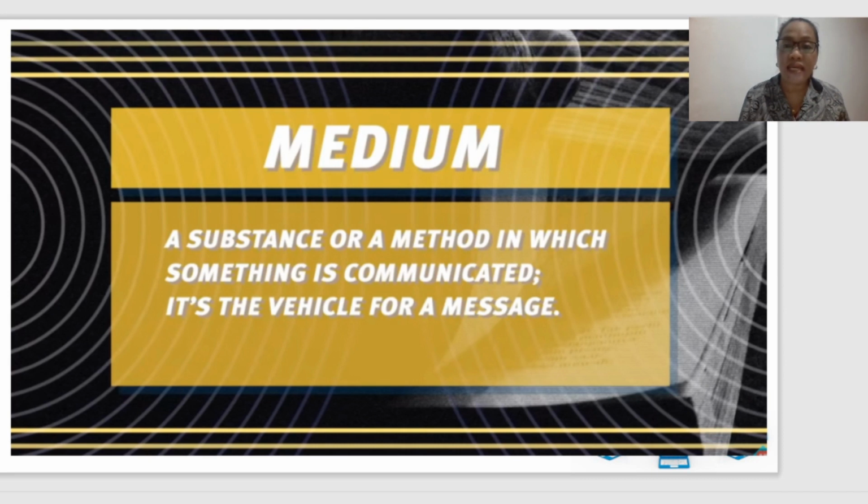So simply, it's the carrier of the message. Example, your messenger account, my messenger account, your Facebook, your email, cell phone, even the air is an example of medium because air carries voice. Okay, so whenever two persons are communicating, their voice is carried by air.